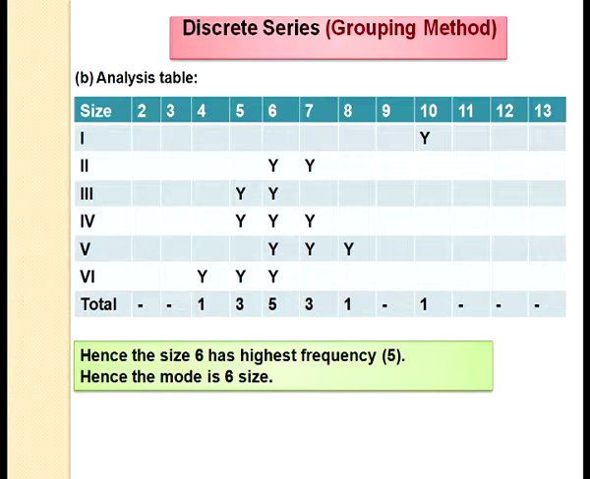As you can see from the grouping table, the size 6 has got the highest frequencies. So, we are locating the highest frequencies in the analysis table towards the size, and then we are going to do the totaling. Over here we can see that 6 size has got the highest frequency, therefore, mode is 6 size. So, students, we have learned how to calculate mode by grouping method.